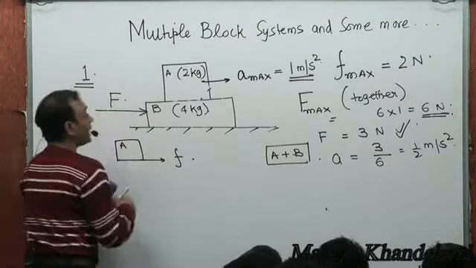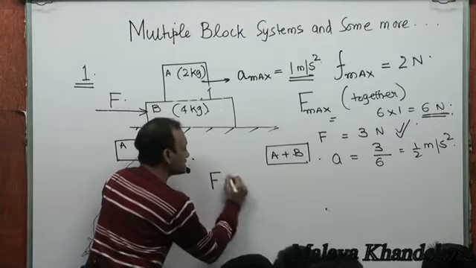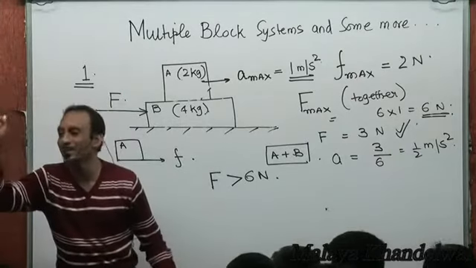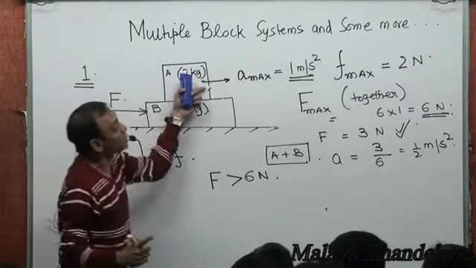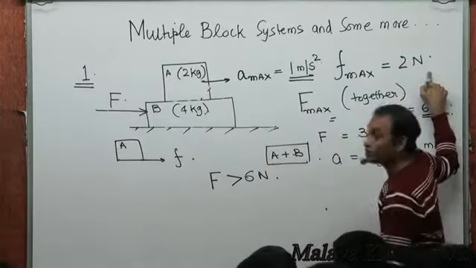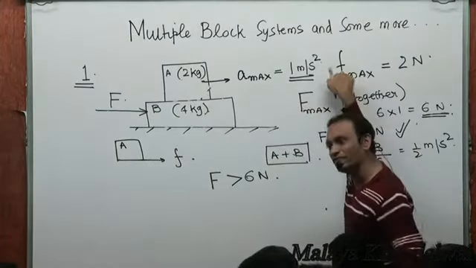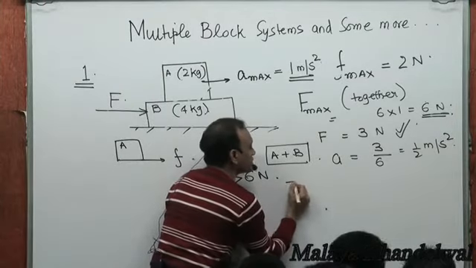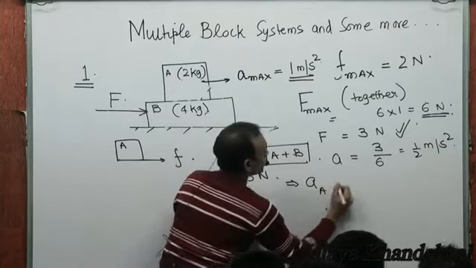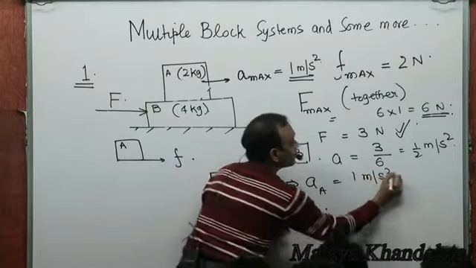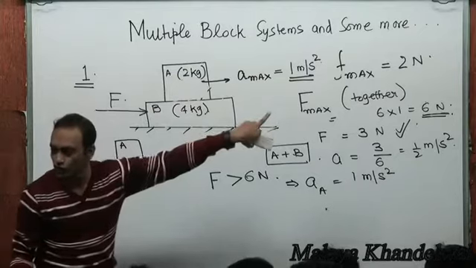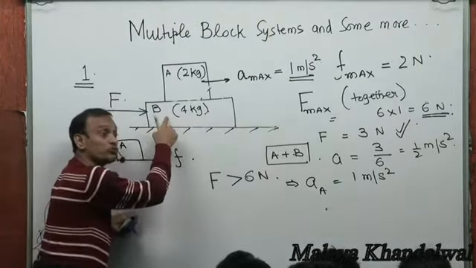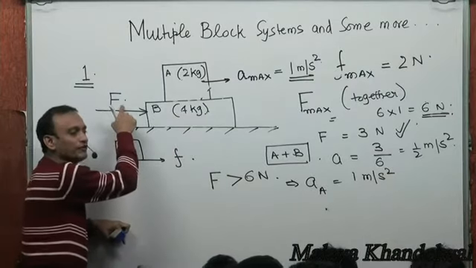Now, if I apply a force F greater than 6 newtons, then the frictional force between B and A will not increase any further. The frictional force that B will exert on A will continue to be 2 newtons. The acceleration of A then will continue to be 1 meter per second squared, right? So for any F greater than 6 newtons, the acceleration of A, the upper block, will continue to be 1 meter per second squared. The frictional force between them will remain 2 newtons. Yes or no? But the acceleration of B will depend on the value of capital F.